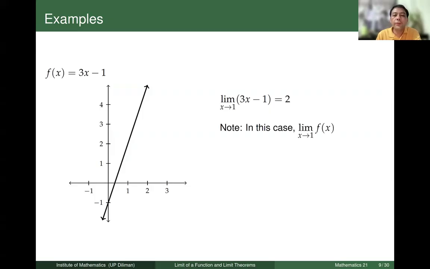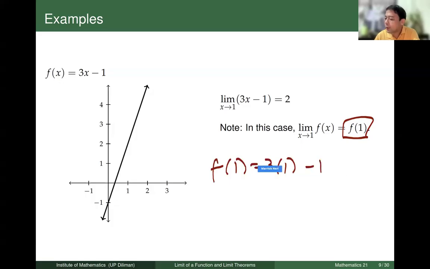Okay. Another example, note that in this case, the limit is equal to the function value itself. Meaning, if you evaluate f of 1, so f of 1 is equal to 3 times 1 minus 1. This is equal to 2, which is the same as the limit. So the limit equals its function value because the function is defined at x equals 1.